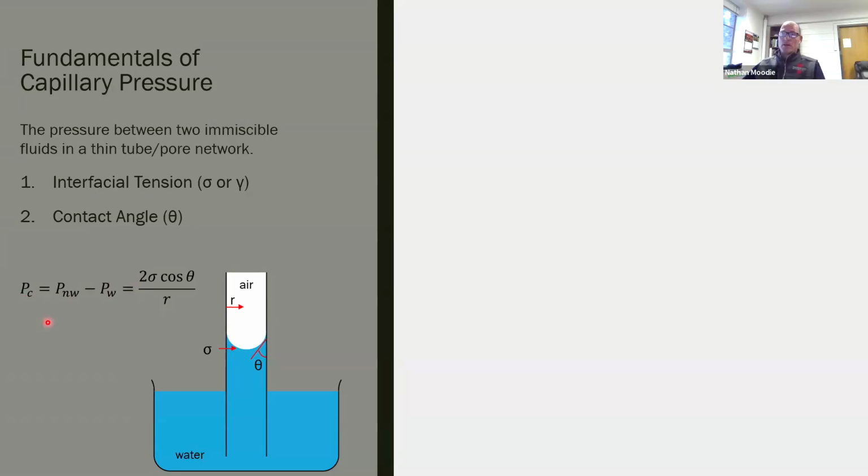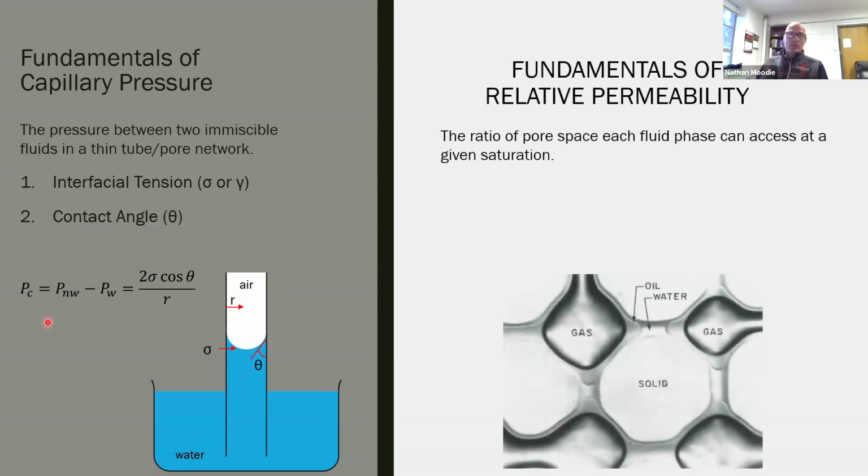This is really a fundamental formula developed many, many years ago. And so that really leads into what relative permeability is, because this capillary pressure really is the basis of what relative permeability is. And that is, in essence, just the ratio of the pore space that each fluid is going to be able to access within a pore network or a thin tube.